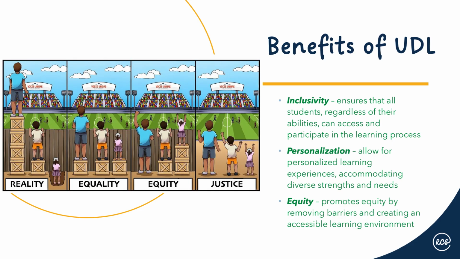And then equity. Again, promoting equity by removing those barriers and making sure that we have an accessible learning environment for all students. So that is kind of the background, and there's so much more to learn about UDL. If you're interested in it, I really suggest you go to cast.org and read up on it. Learn more. There are some great books out there that you can buy that will show you how to do universal design in your classroom, and it's so important that we make sure our students have access to the content.